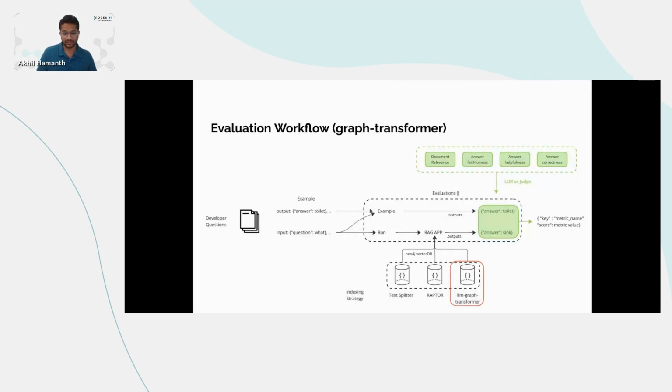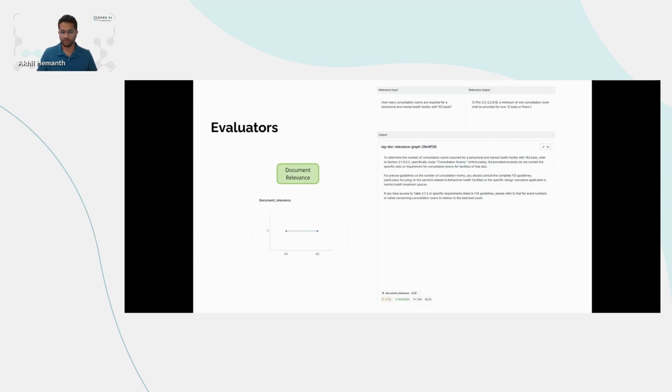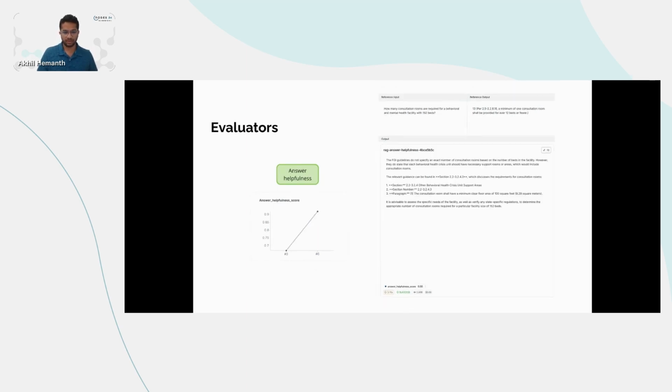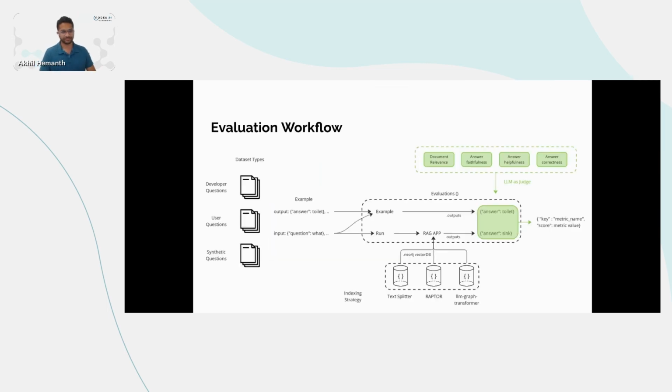And the last one is the LLM graph transformer, which I think worked the best. In terms of document relevance, it was a zero. In terms of answer helpfulness, it was a zero as well. But in terms of answer correctness, it came close. It got the number 10, which I think is wrong because it should be 12. But it did the math and was close to giving the answer. So, it was close, but not exactly accurate.